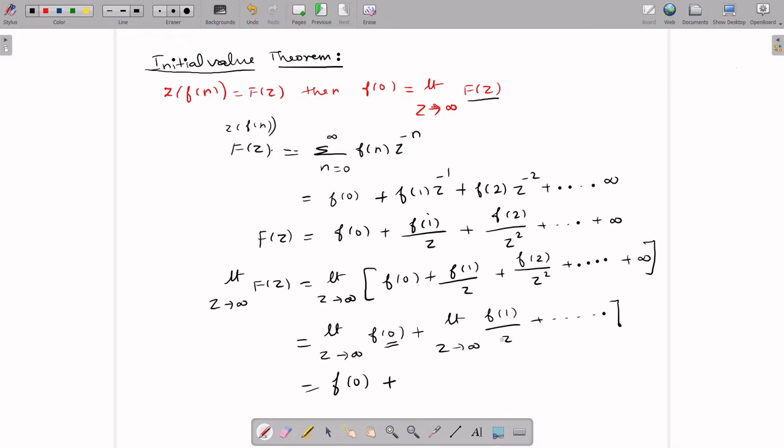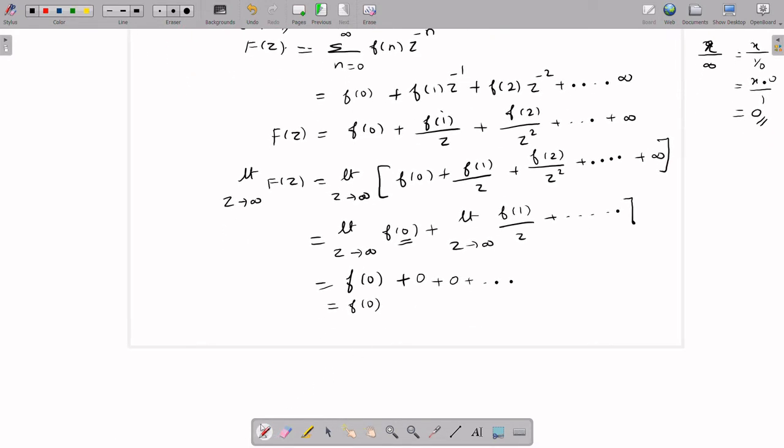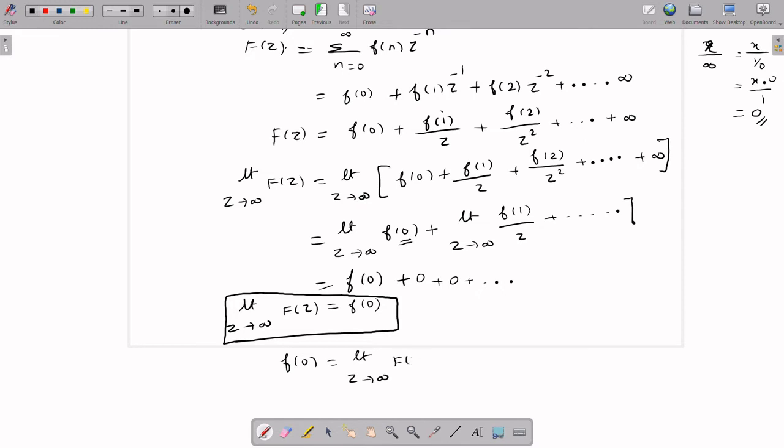F of 1 by infinity: any term divided by infinity is 0. Suppose x divided by infinity is there. When you substitute, what is infinity? Infinity is 1 by 0. The 0 goes to the numerator, so x into 0 divided by 1 is 0. You get the value 0. So this term becomes 0, another term becomes 0, and so on for all the terms. So the final result we achieve is f of 0 only. So limit z tending to infinity F of z is equal to f of 0. This is our initial value theorem, or you can write f of 0 is equal to limit z tending to infinity F of z.